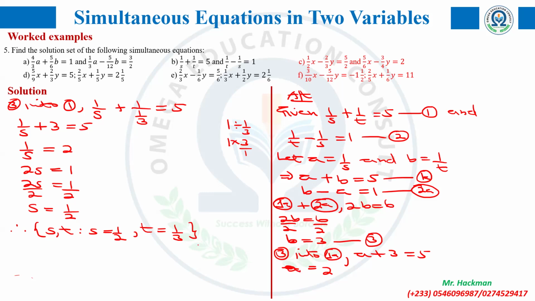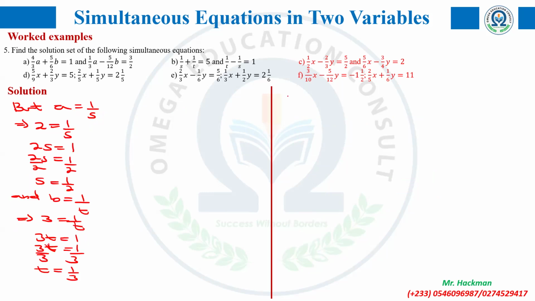Let me write the A well. So at this point, you draw the same conclusion that we had drawn here. So it will be therefore, the set of S comma T such that S is equal to 1 over 2, and T is equal to 1 over 3. Then you close it, or you can use a comma here. Okay, like I said, that will be it for this question.